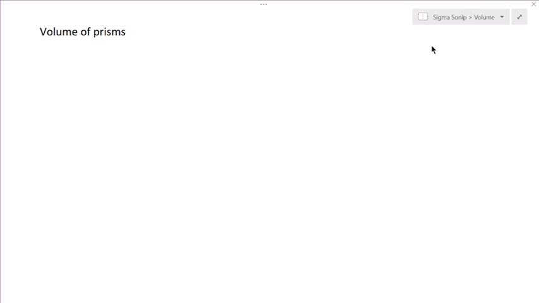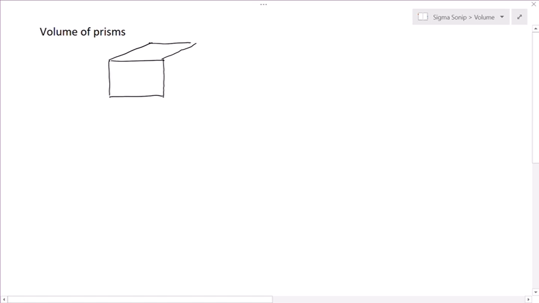Okay, so in this video we are going to find volumes of prisms. The previous video covered volumes of rectangular prisms, and a rectangular prism was nothing but a box kind of thing, like this. But we'll look at this in a different way now.